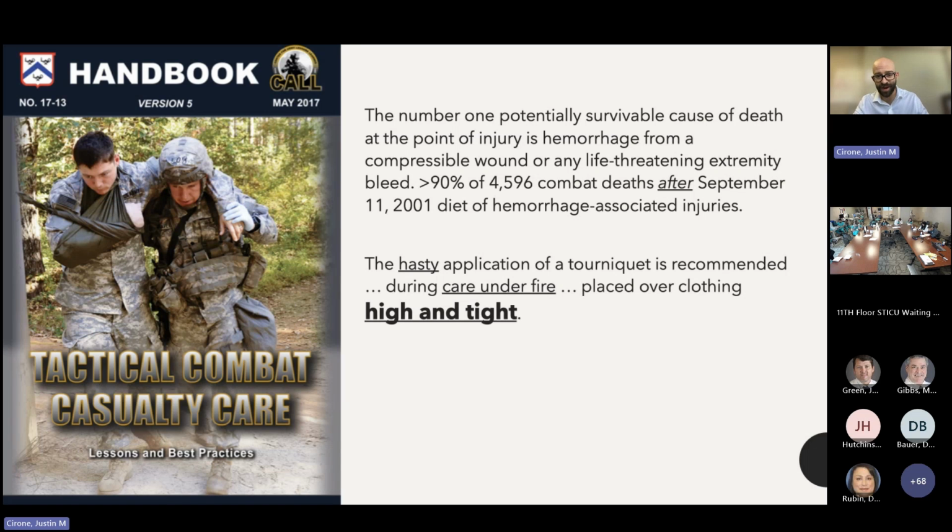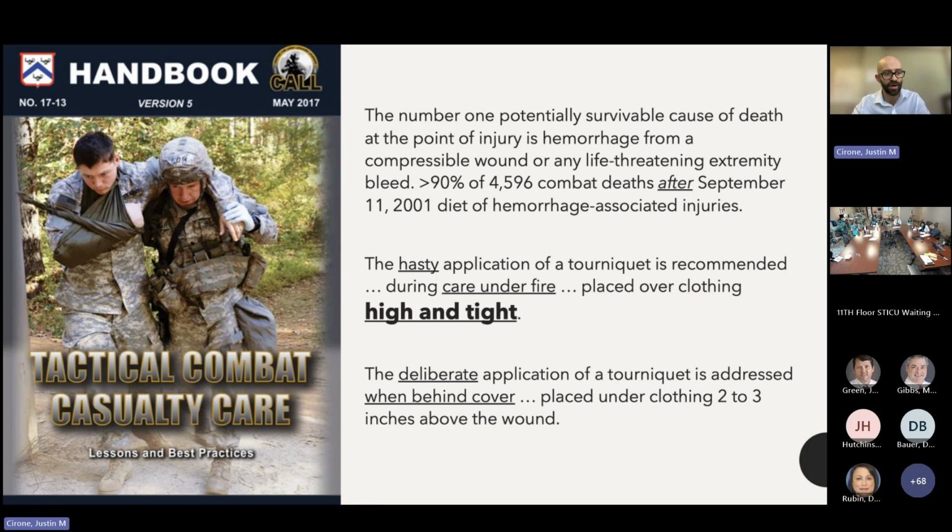However, the next paragraph in this book, and this is unfortunately how people often come to us in the trauma bay, is they have a high and tight tourniquet with a low calf penetrating wound or a forearm penetrating wound, and the tourniquet is up in their armpit. And again, this teaching is correct if you're under fire.